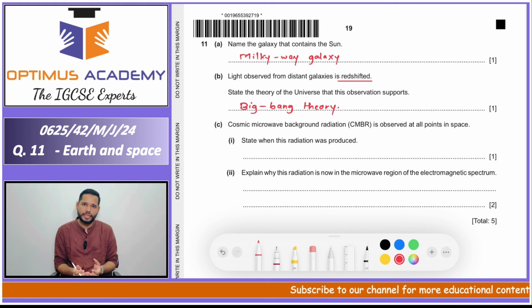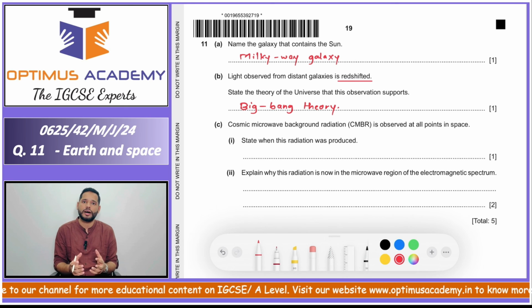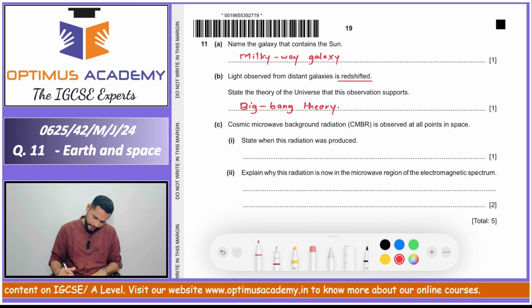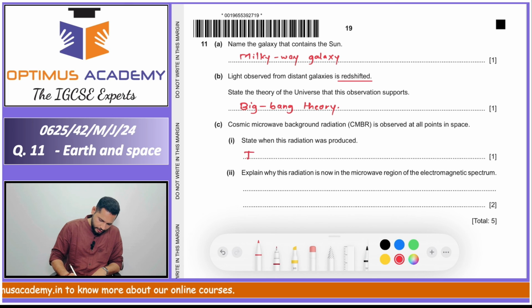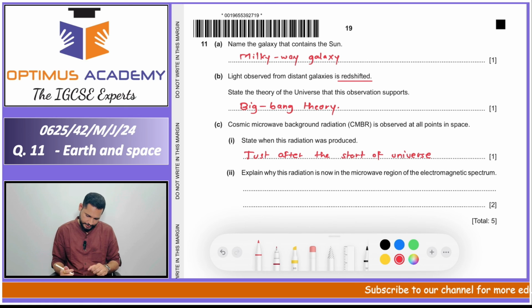In brief, what is Big Bang theory? It suggests that all the universe that we are seeing right now, it was earlier or at the start, it was a clump of mass, and eventually all the particles started going away from each other, which states that the universe is continuously expanding. Cosmic microwave background radiation is observed at all points in the space. State when this radiation was produced. We can write just after the start of universe, or you can say start of universe as in the birth of the universe.